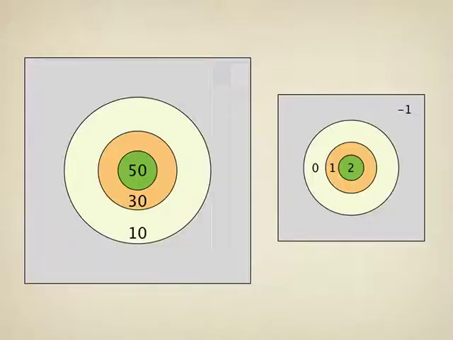Let's go back to our bullseye game. On the left, you can see the general idea. If you hit the bullseye, you get 50 points. If you hit the orange circle, you get 30. If you're inside the white circle, you get 10. And I don't know, if you're inside the gray, maybe you lose a few points.